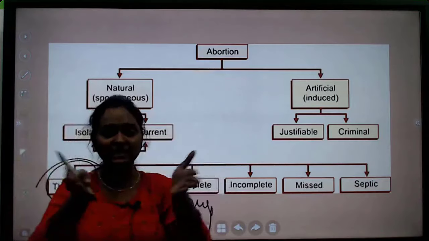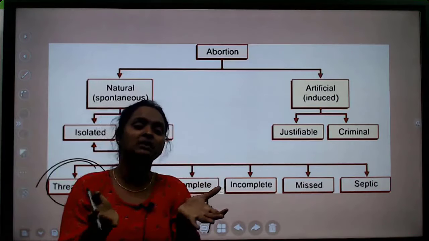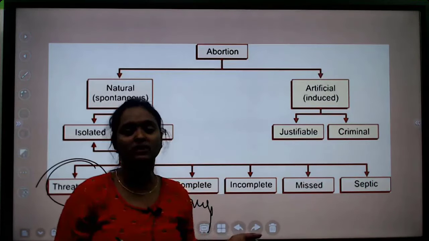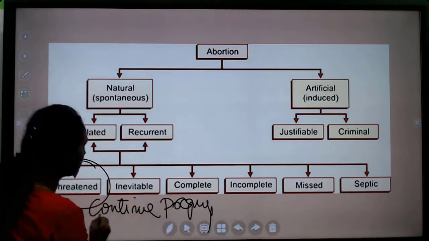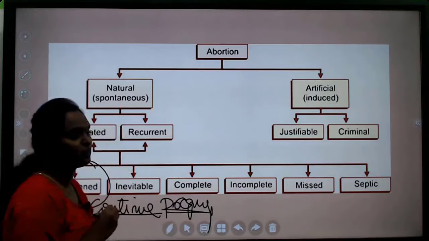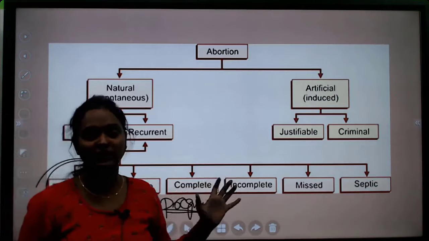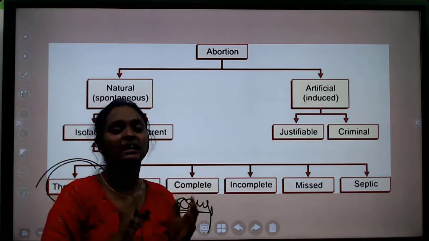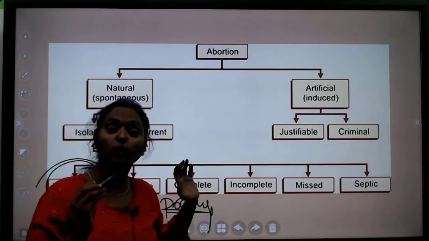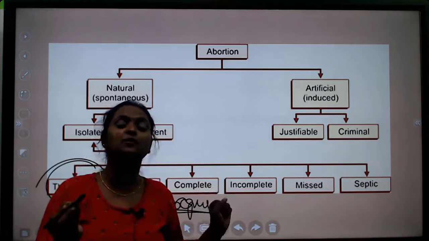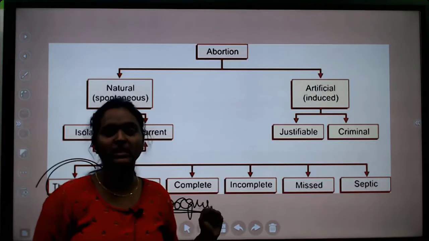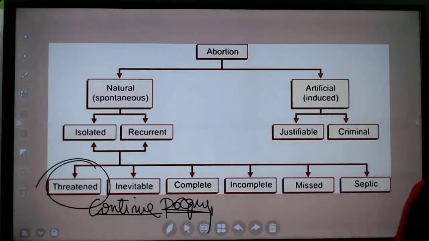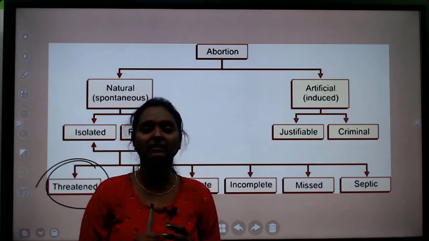If cervical dilation occurs, the products of conception may be delivered. Here continuation of pregnancy is possible because the internal os is closed and cervical dilation is not occurring. We notice vaginal bleeding, but it is painless vaginal bleeding in threatened abortion. The question they will ask in the exam is bleeding without pain.